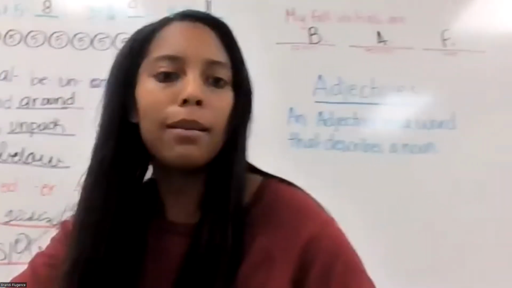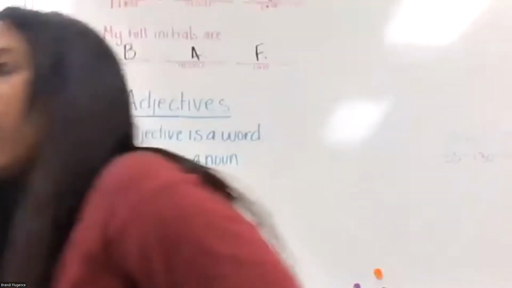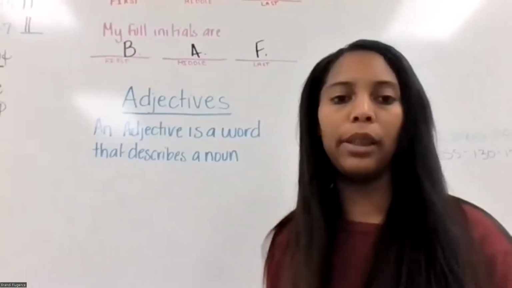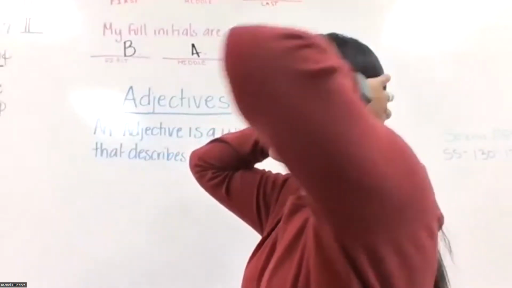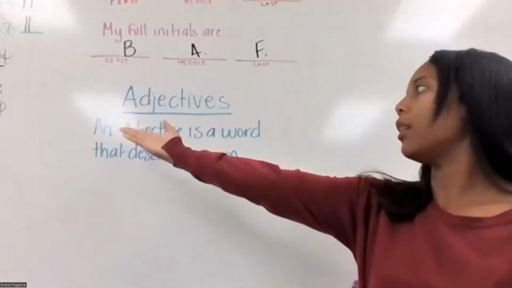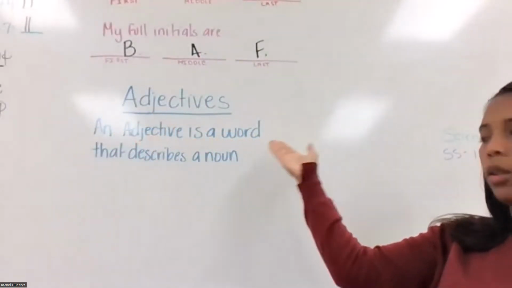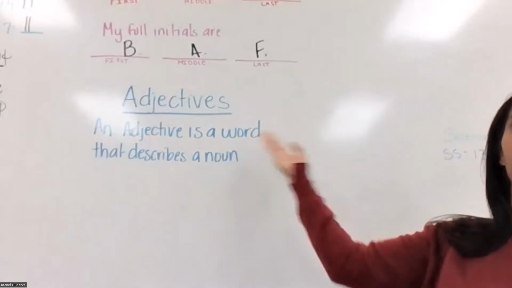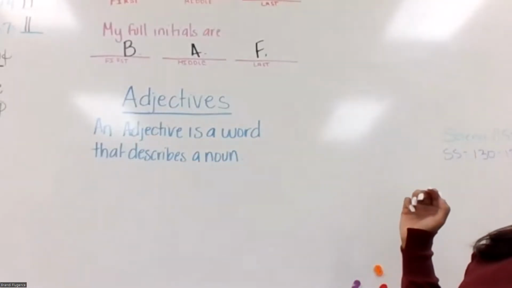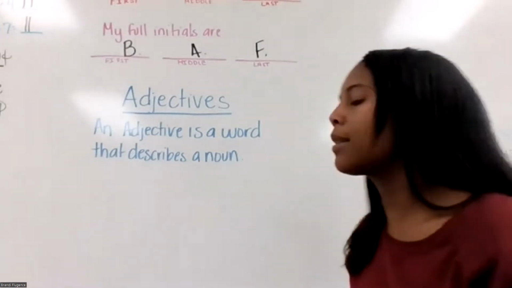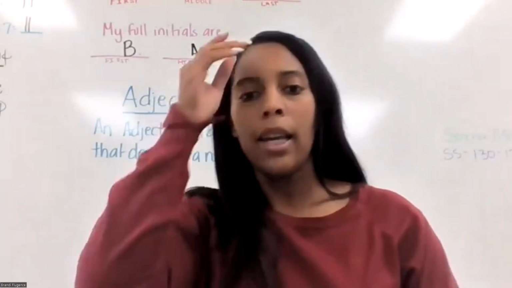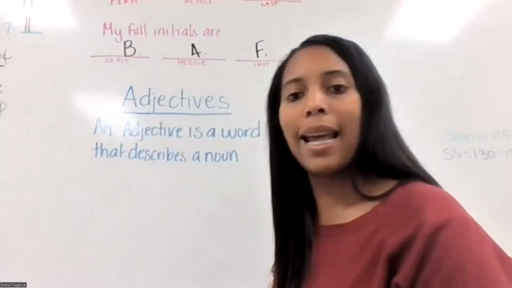All right, good. All right, let's go on to adjectives. We have adjectives, then we'll do our spelling and reading, and we'll be done. So remember, last week we practiced the definition of an adjective. What is an adjective? An adjective is a word that describes a noun. Adjectives will describe nouns. An adjective is a word that describes a noun.